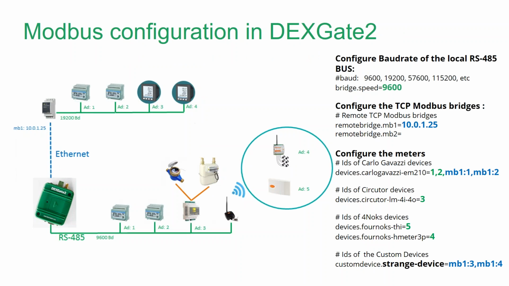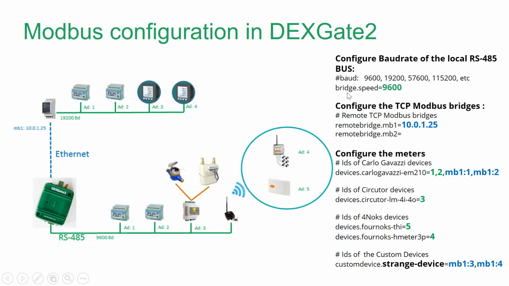And now, once I have all my devices configured, we start with the last part, that is configuring Modbus in Dexgate 2. Now, as you see, we have our Circutor device with the correct address, and we have created a custom device for these strength devices. So what should I do? Okay, this is like the Modbus configuration in Dexgate 2.